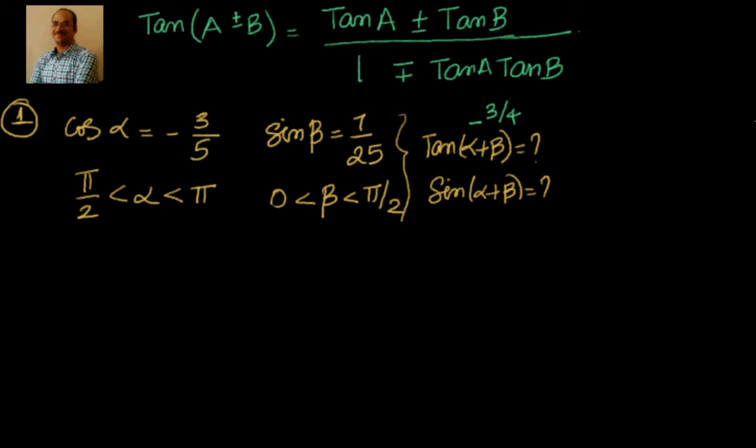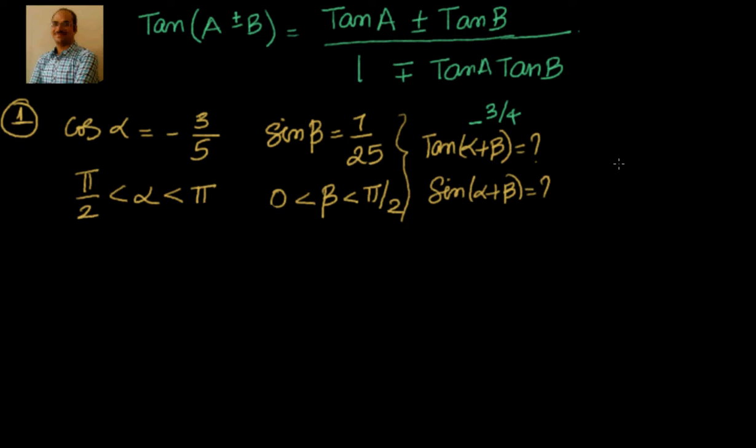So we have been given that cos alpha equal to minus 3 by 5, and alpha is between pi by 2 and pi. That is, alpha is in the second quadrant and beta is in the first quadrant. Sin beta is given as 7 by 25. We have to find out tan(alpha plus beta) and sin(alpha plus beta).